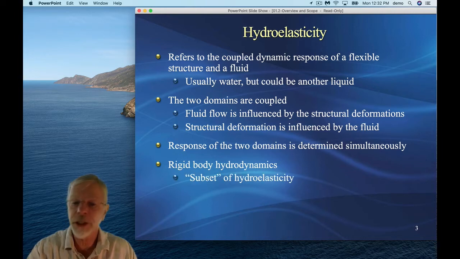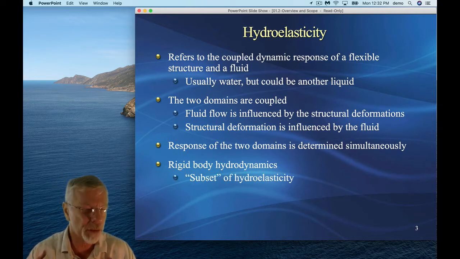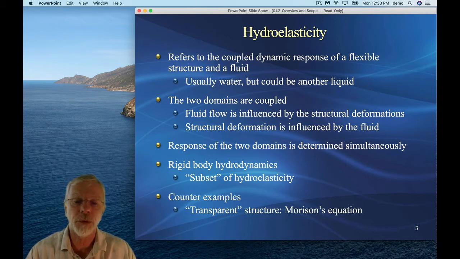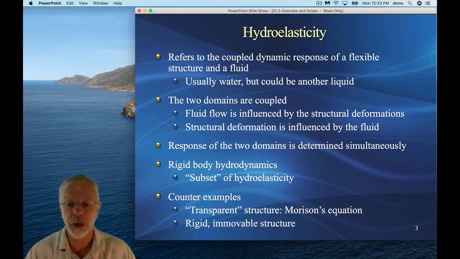Rigid body hydrodynamics can be viewed as a subset of hydroelasticity, and what I mean by that will become clear later on. Counterexamples would be, for example, structures that are transparent, quote unquote, where the fluid is not really affected by the structure so much, and that, for example, is where Morrison's equation can be used. Another counterexample is where it is a rigid immovable structure.